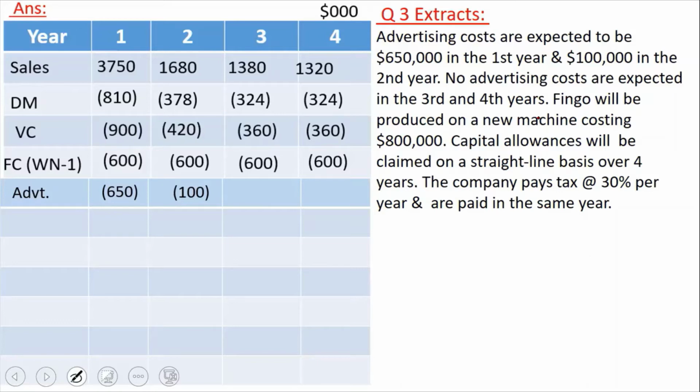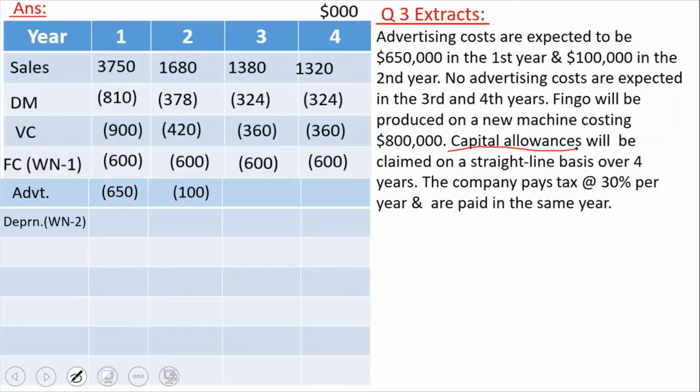Fingo will be produced on a new machine costing 800,000. So $800,000, that is the cash outflow for year 0. Now, capital allowances. Capital allowances will be claimed on a straight line basis over 4 years. So I said the capital allowances is nothing but the depreciation.